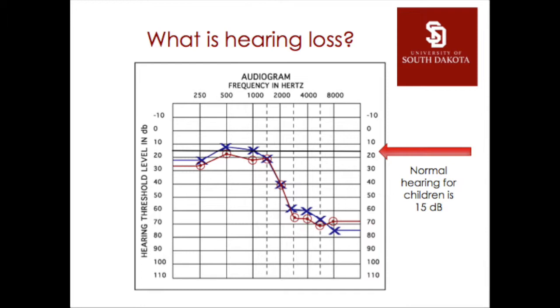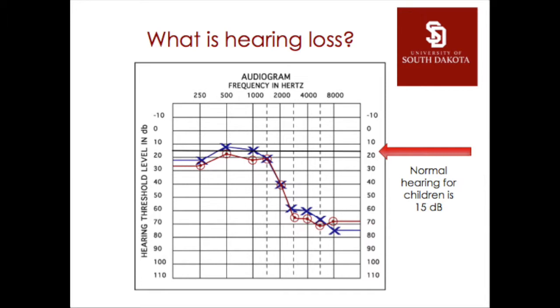When a pediatric audiologist evaluates a child's hearing, they obtain an audiogram. An audiogram is pictured on the current slide. Along the y-axis is loudness, going from very soft sounds to very loud sounds. Along the x-axis is pitch, going from very low pitches to high pitches like a piano. The right ear is represented by the red circles, and the left ear is represented by the blue X's.